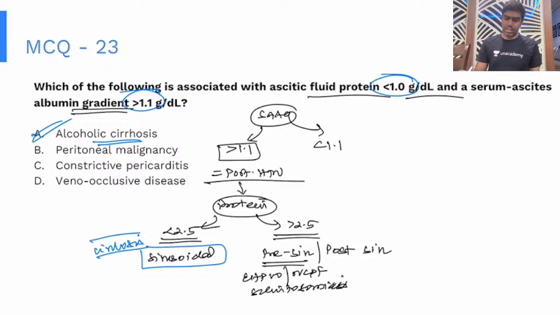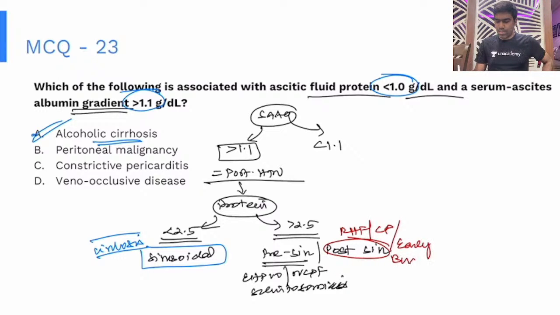Okay, so what are the examples of post-sinusoidal causes? When we talk about post-sinusoidal causes, you're going to talk about right heart failure, constrictive pericarditis, or probably a patient with early Budd-Chiari syndrome. Late Budd-Chiari will present like cirrhosis only, but here early Budd-Chiari is the key. So these are the post-sinusoidal causes.